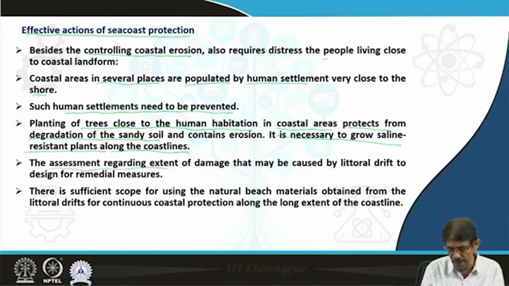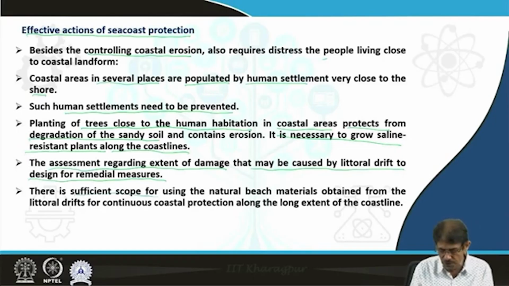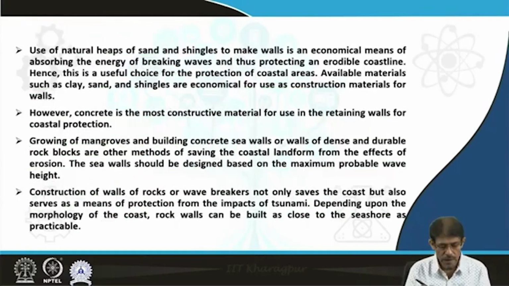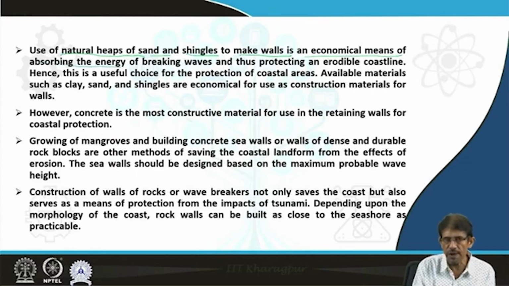The assessment regarding the extent of damage that may be caused by littoral drift is needed for the design of remedial measures, and there is sufficient scope for using the natural beach material obtained from the littoral drift for continuous coastal protection along the long extent of the coastline. And use of natural heaps of sand and shingles to make a wall is an economical means of absorbing, diverting and breaking the energy of the waves, and thus protecting a coastal zone. Hence, this is a useful choice for the protection of coastal area.